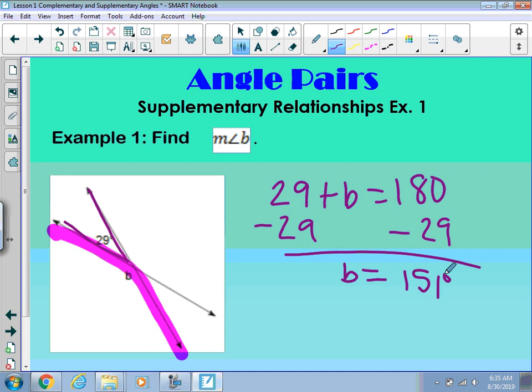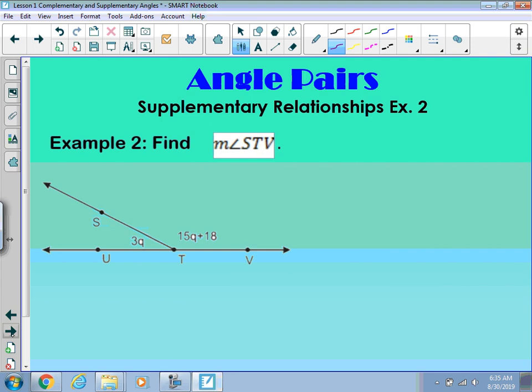It's an obtuse angle, and the other one was acute. So please make sure you're double checking that as well. Again, if you got that first line, 29 plus B equals 180, plug it into Desmos, and pop out your answer for you. Okay, we are looking for STV here, so we're looking for this angle here, which means we need to solve first for Q and then plug Q back in.